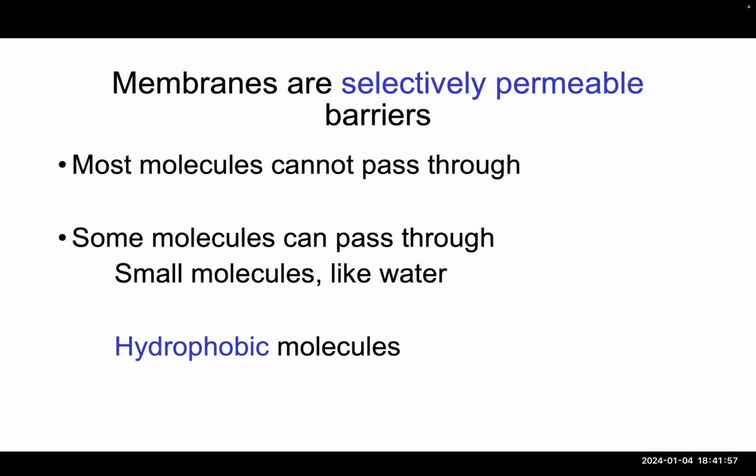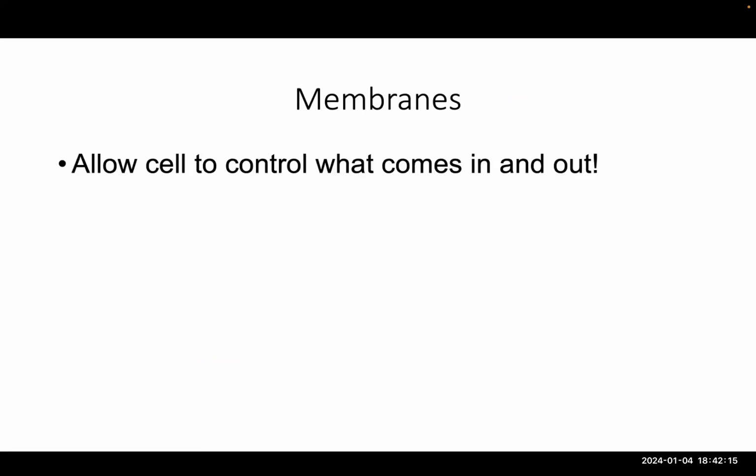The other thing is hydrophobic molecules. I'm not going to go into a lot of detail about membrane structure, but the word hydrophobic means: hydro means water, phobic means like phobia, or fear of. So it means water-fearing molecules. So the cell gets to choose which things can get in or which things are going to be blocked. So it allows the cell to control what comes in and out of the cell.